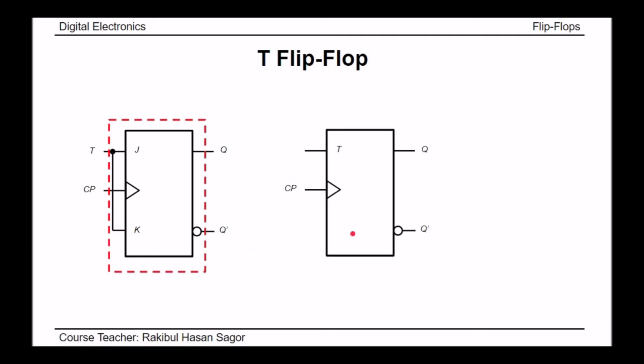And this is the graphical symbol of T flip-flop. Inside this box, we have this red zone portion. And we have one input, T input, clock pulse input, Q output, and Q prime output. The operation of T flip-flop is very simple. If you understood JK flip-flop, then the operation of T flip-flop is very simple.